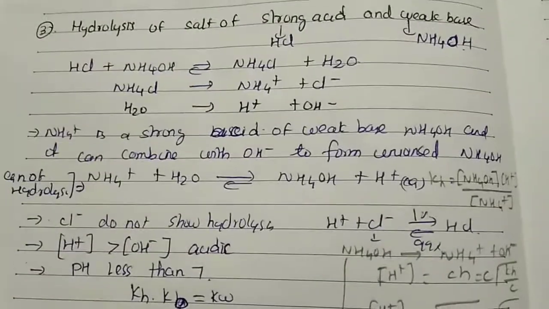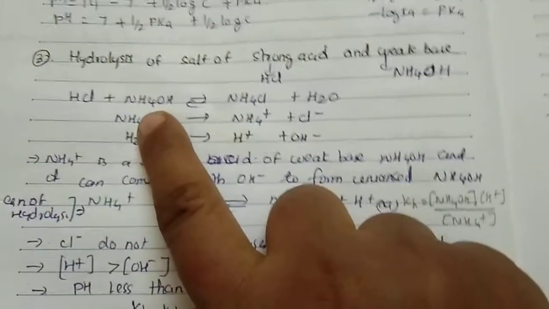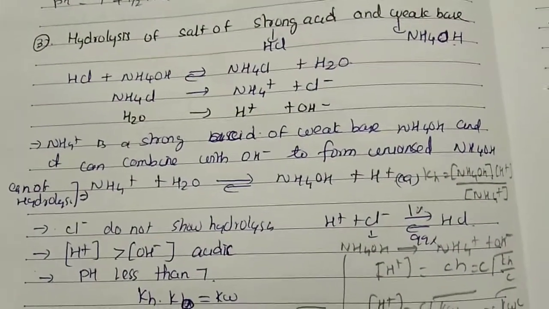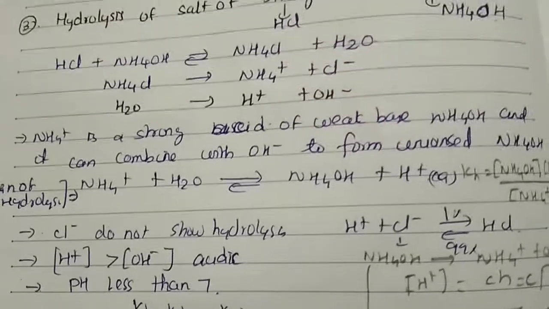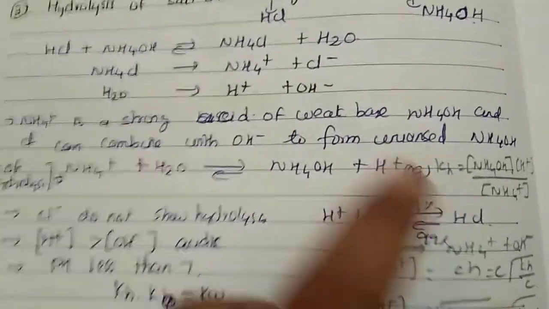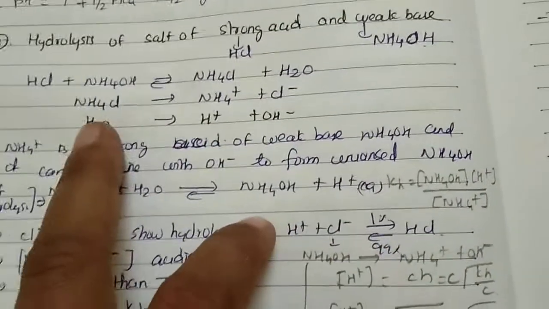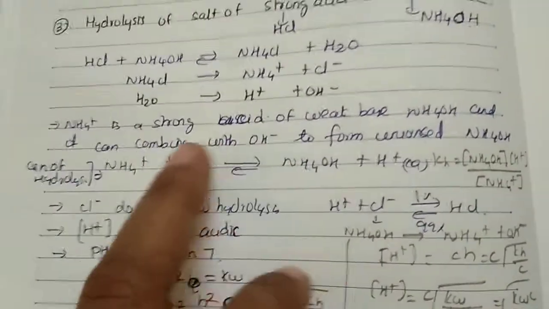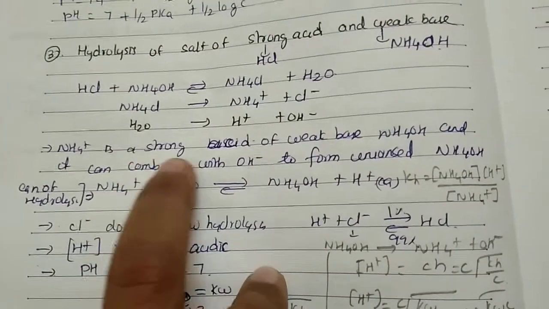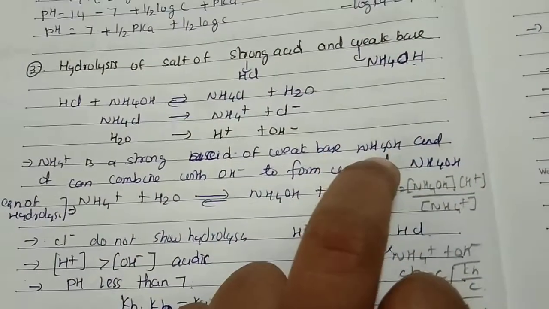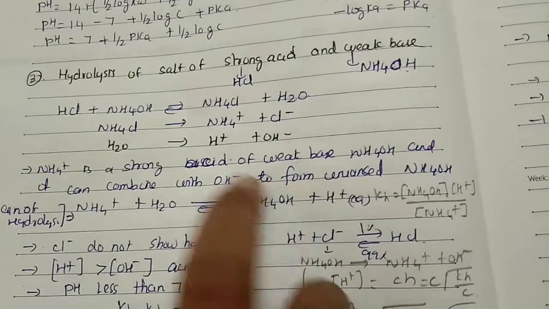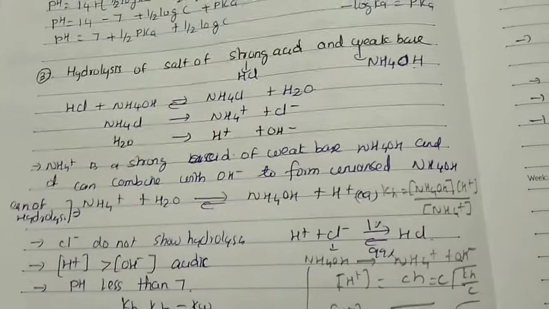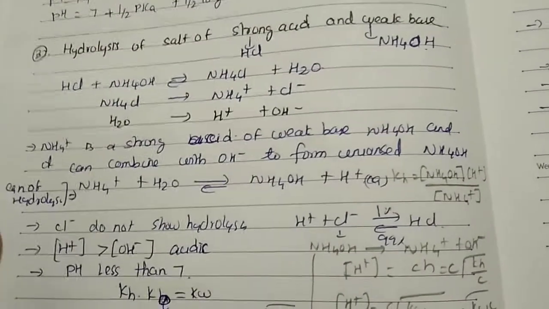Then hydrolysis of strong acid and weak base. HCl reacts with NH4OH, we are getting NH4Cl and H2O. NH4Cl on dissociation gives NH4 plus ion and Cl minus ion. H2O on dissociation gives H plus ion and OH minus ion. Here NH4 plus is the conjugate acid of a weak base and easily combines with OH minus to form unionized NH4OH. So Cl minus does not undergo hydrolysis because it comes from a strong acid.